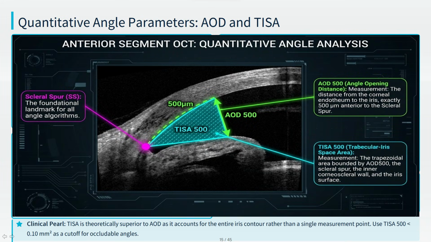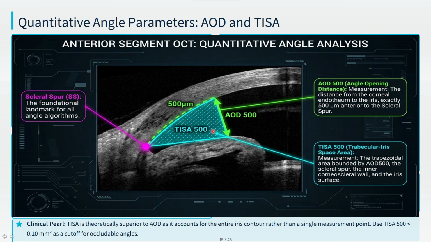For example, you can see here that once we determine the scleral spur, we go tangential with the corneoscleral junction around 500 microns and determine this point. If we drop a perpendicular line to the anterior surface of the iris, this is known as the angle opening distance, which is 500 micrometer from the scleral spur. Now this is a very important variable because, as I said, if it is less than 250, this indicates an occludable angle. More important than this figure is the TISA area.